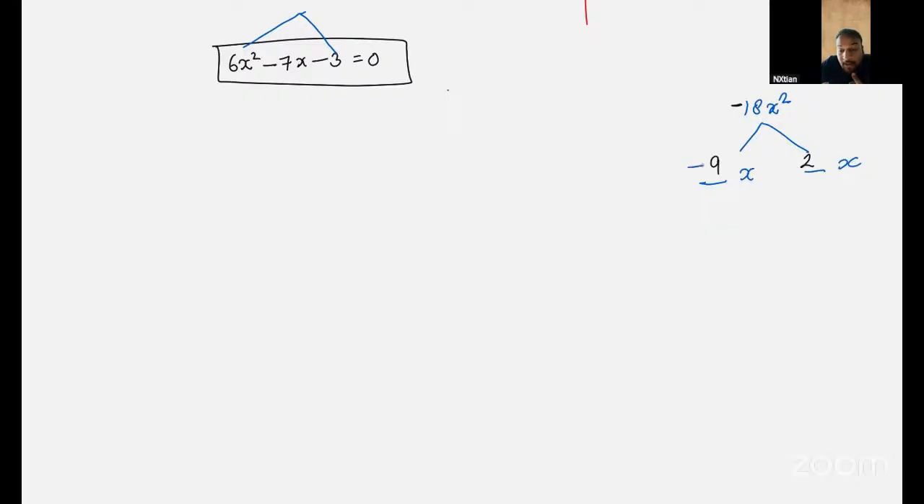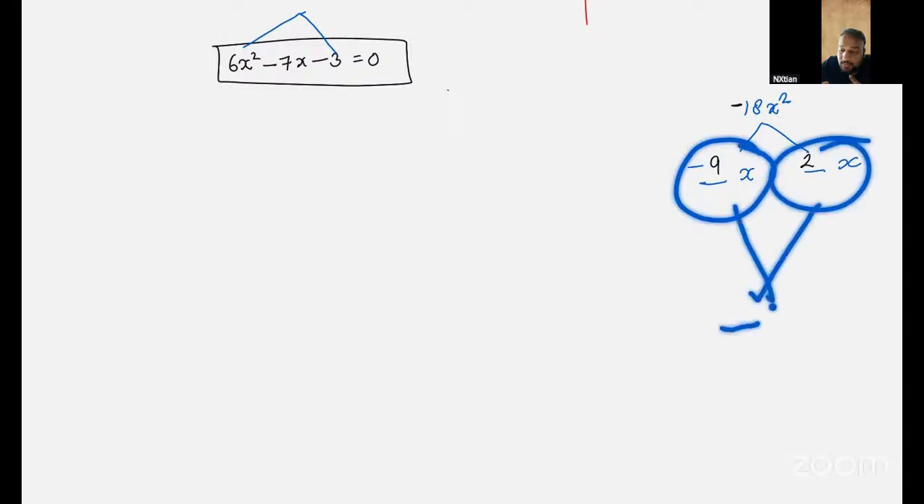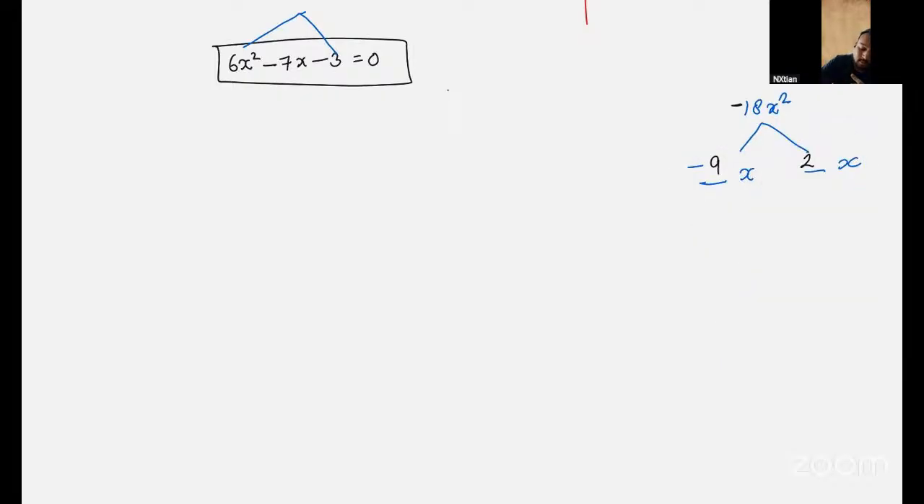That is correct. And when you solve this and this, what will you get? I'll get -7. So I got the factors. Yes. So now what will I do? 6x squared minus 9x plus 2x minus 3 is equal to 0.